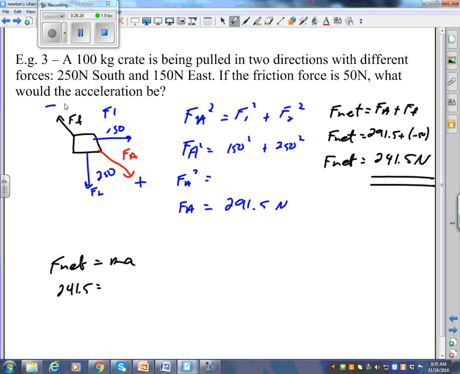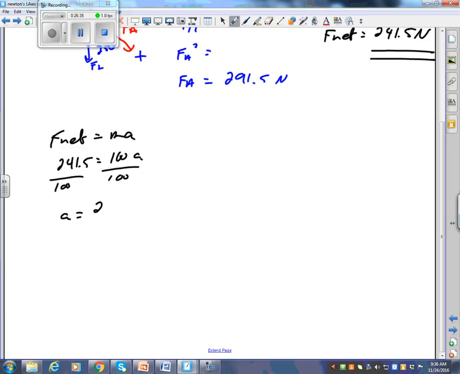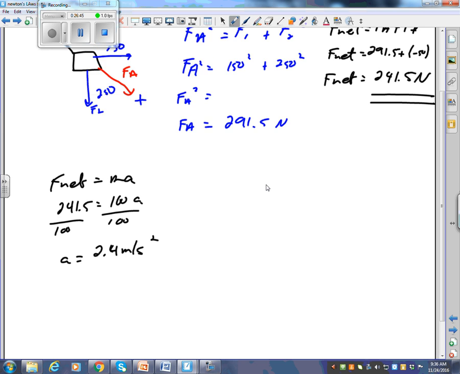So 241.5 is equal to my mass, 100, times A. We're going to divide both sides by 100, and we get A is 2.4 meters per second squared. Wait, 2.415. Oh wait, the mass is in the question.